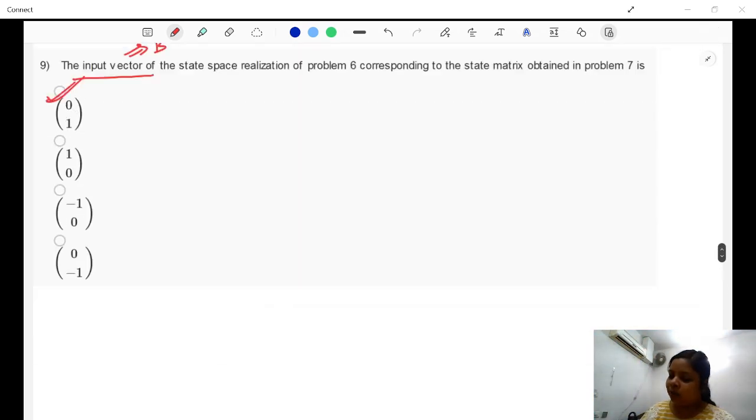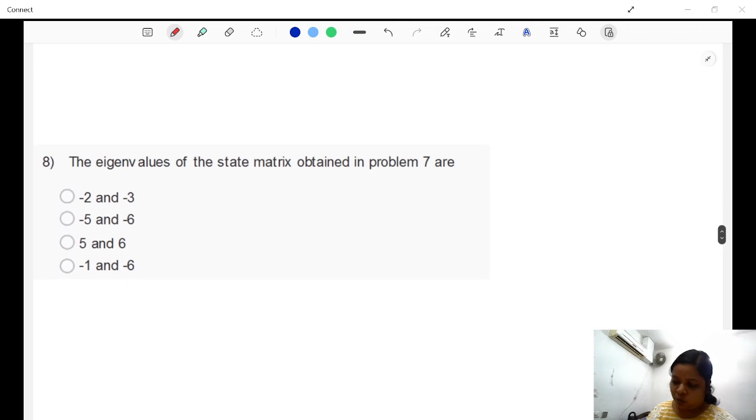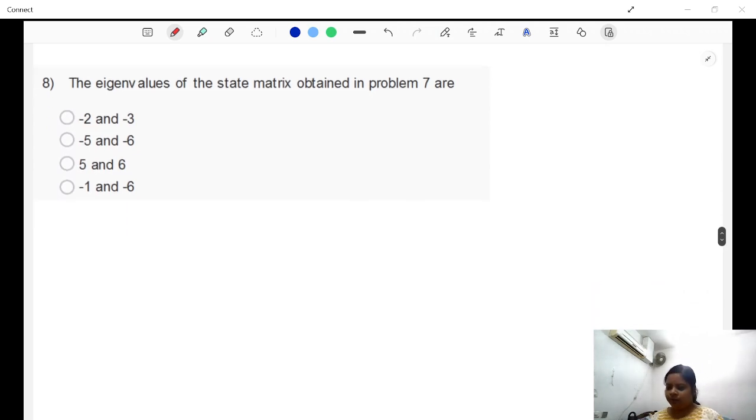Okay, so another question that I skipped before this was the eigenvalues of the state matrix. How do you find the eigenvalues? What are the eigenvalues?